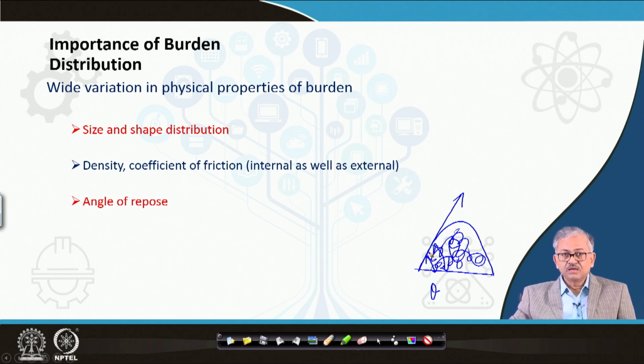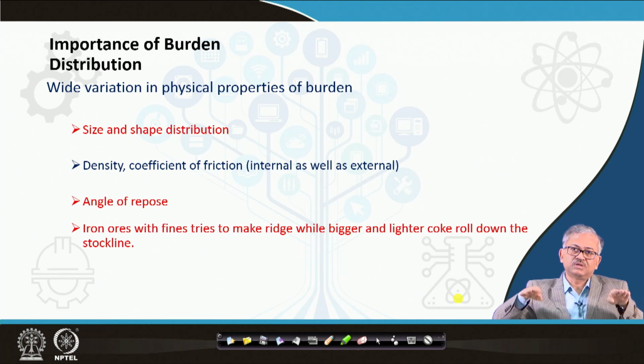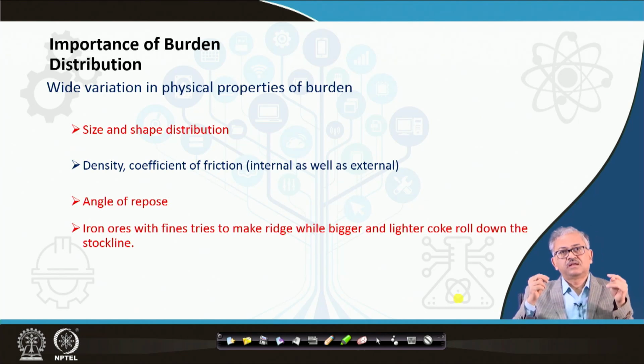If you can see, for fines, iron ore with fines tries to form a ridge, as I said, while the bigger and lighter particles like coke try to roll down the stock line. So, if you fall coke somewhere, they will try to roll down from the ridge, and iron ore along with fines will try to form a ridge. Okay. So, as a result, you can see the difference in angle of repose for different materials. Different materials, after falling onto the stock line, behave differently. They either may roll down, or they may try to stick to the location where they fall, at the point of fall. So, as a result, you can expect a lot of segregation can happen.